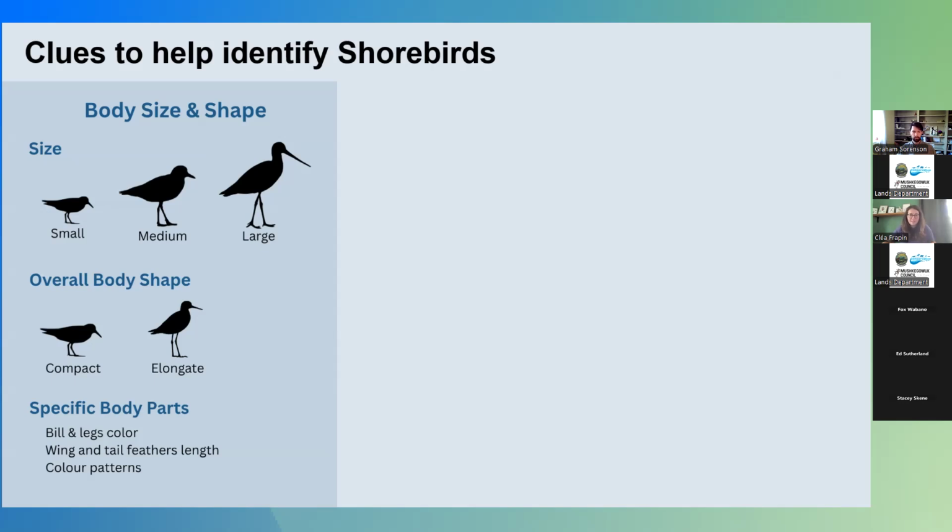So as I said, there are lots of shorebird species and many have similar plumage, especially in non-breeding season. So focusing on the size and the shape first can quickly narrow down your list and then make identification easier.